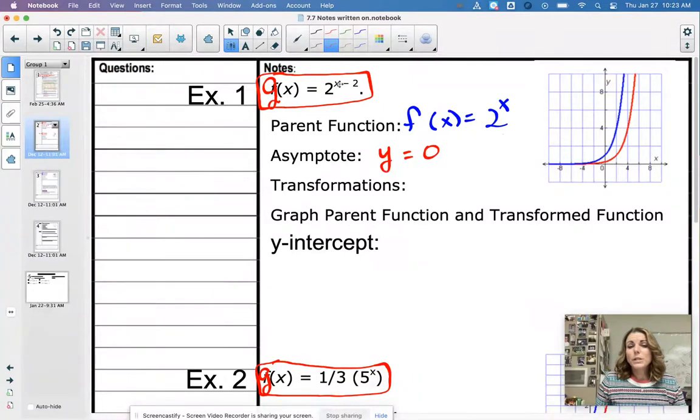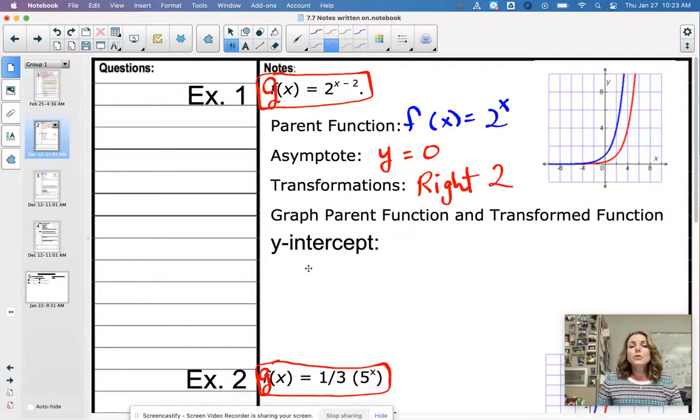And the transformation. So basically, how is it changing from blue to the red? Well, the minus 2 is attached to the x, so we know we're going right or left. And in this case, it's always opposite of what you think, so we're going to the right 2. We graphed them, the red function's the transform function. You can see it shifted to the right 2.